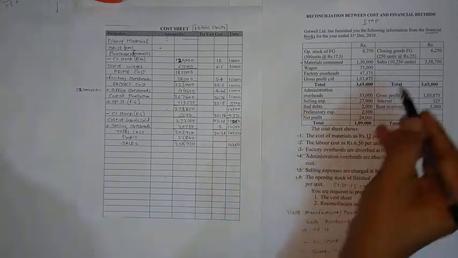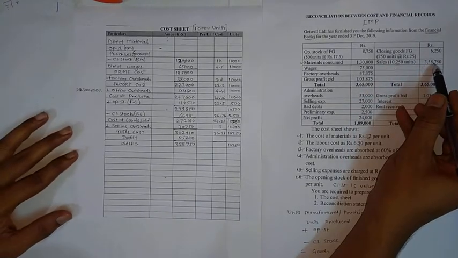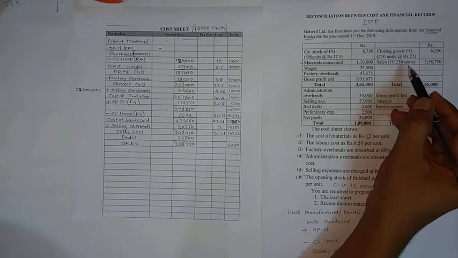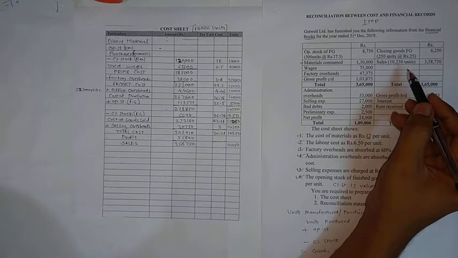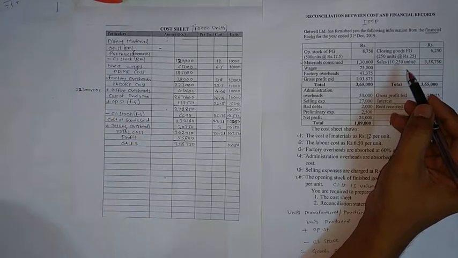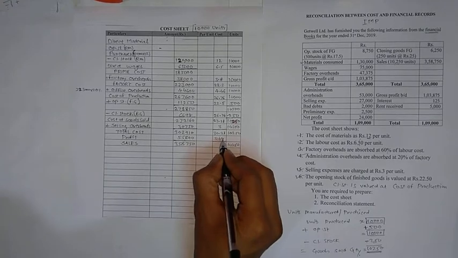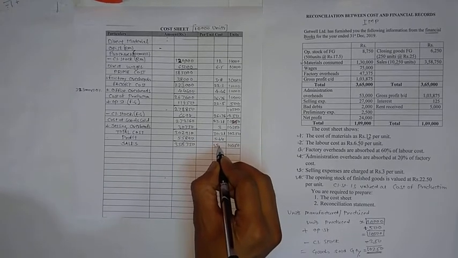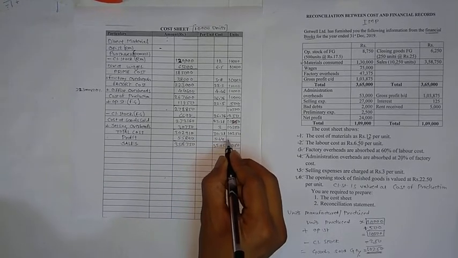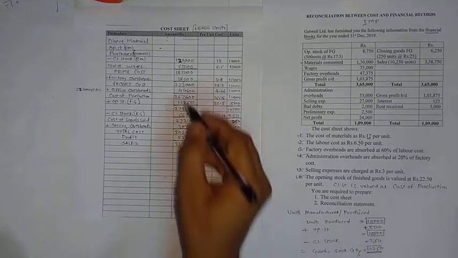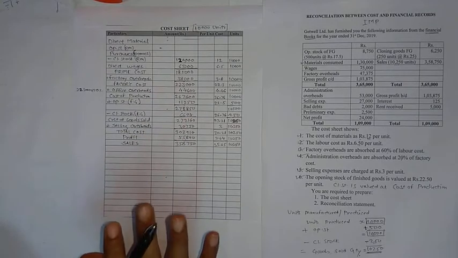Here sales 3,58,750 of 10,250 units. Okay. So profit will be 55,840 for 10,250 units, valued at 5.44 per unit, and 35.65 is selling price per unit. So up to this step our cost sheet is complete.